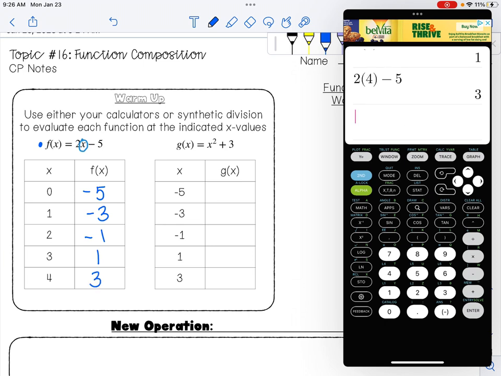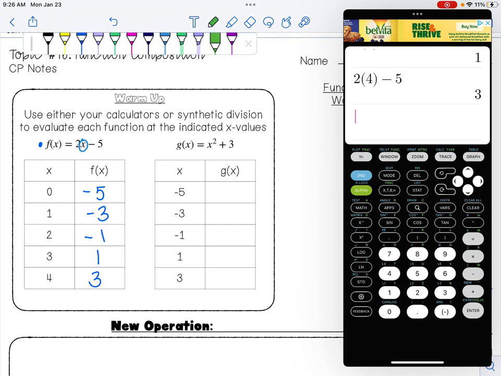Okay, and then we're going to do the same thing, but now we're going to use x squared plus 3. We want to be careful when we type in our calculators that wherever you type in the x gets parentheses around it, so the square needs to go on the outside of the parentheses. So when I plug in negative 5, I need to square negative 5, so I'm going to put it in parentheses, square it on the outside, and then add 3. I'm going to get 28.